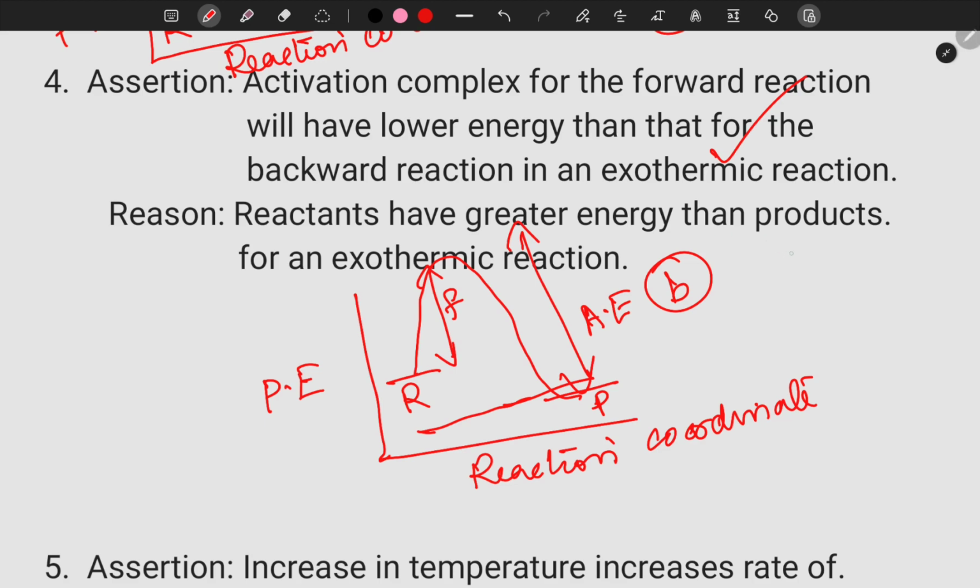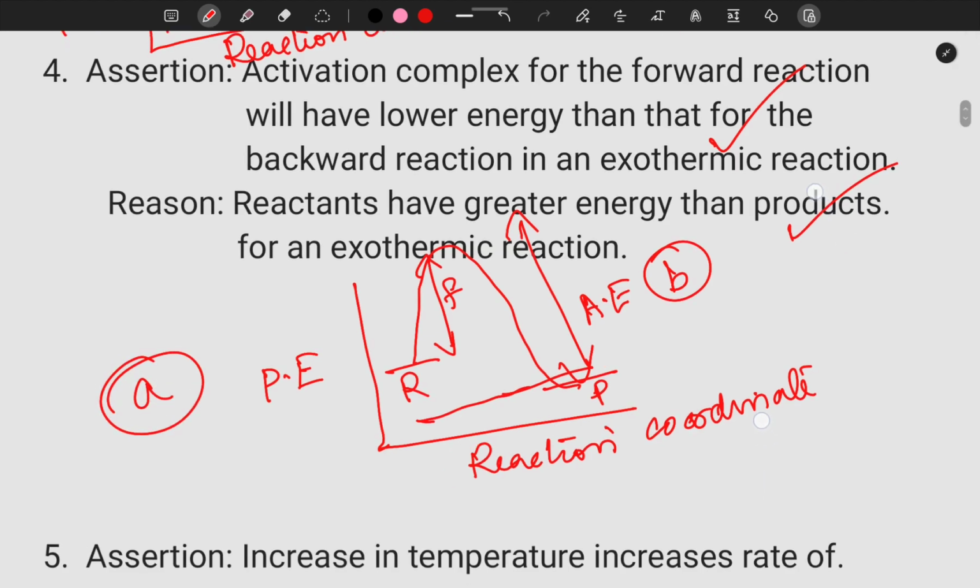And reactants have greater energy than products. Both assertion and reason are correct statements, and the reason is the correct explanation of the assertion. So our option is A.